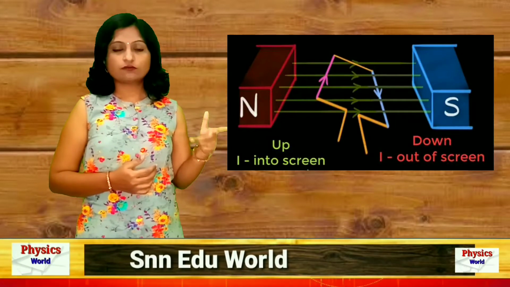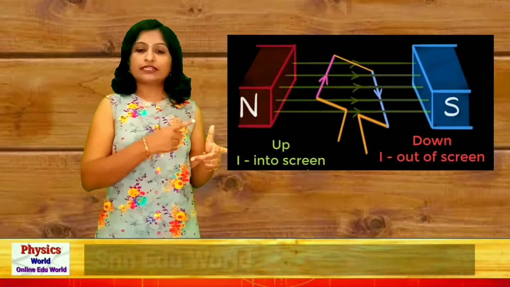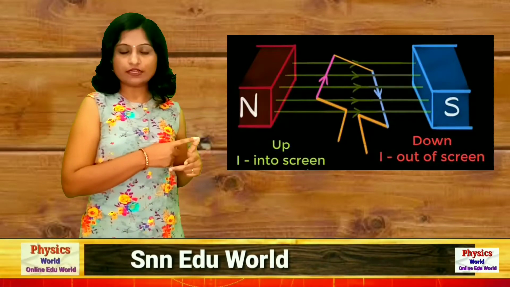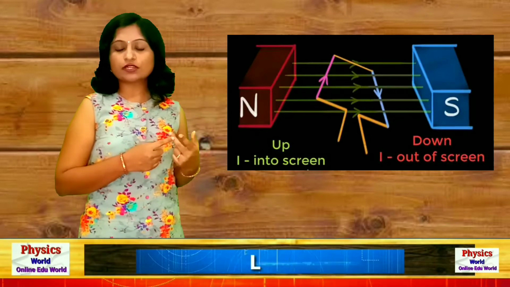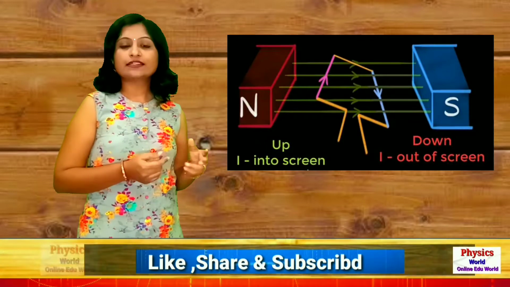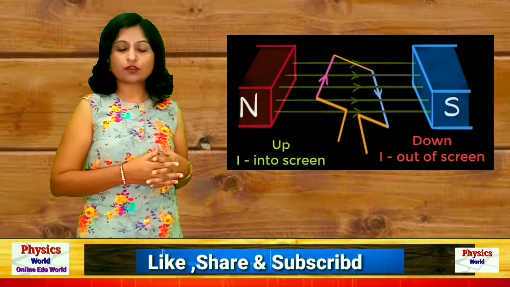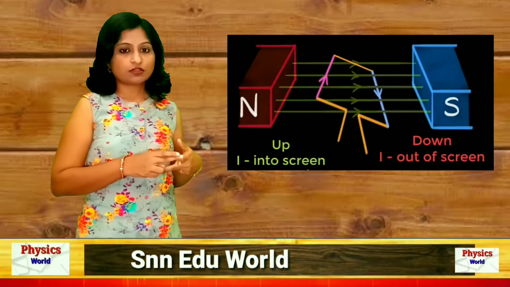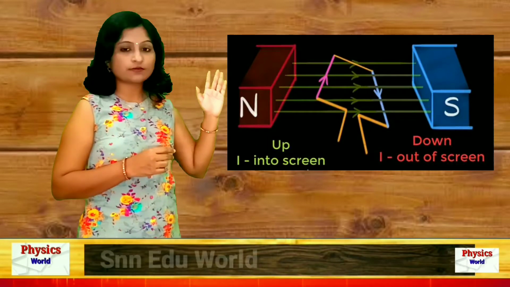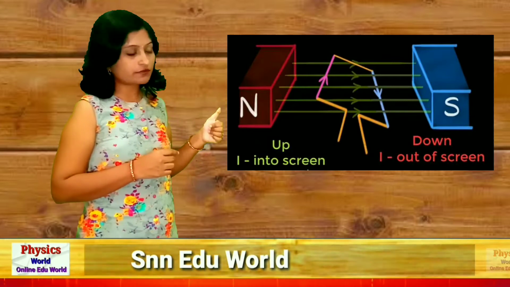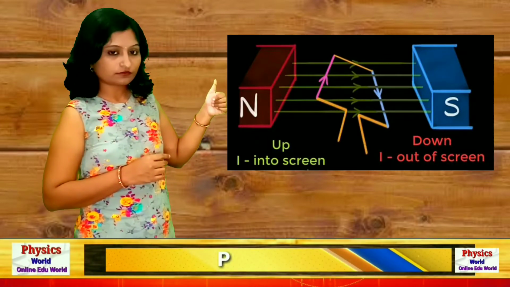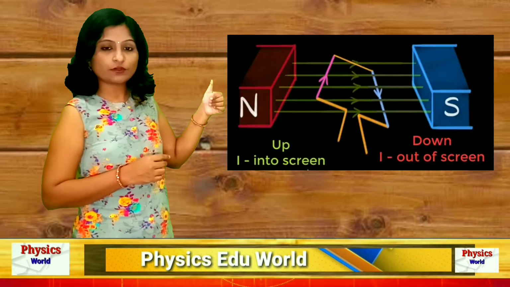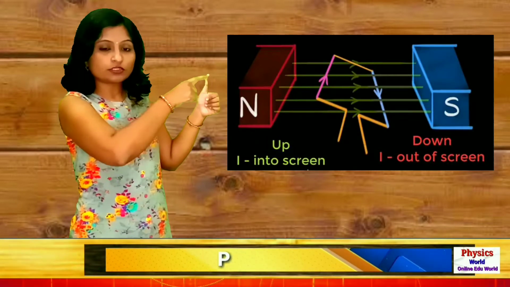Okay, so for the left hand rule, the direction of motion of the coil, the direction of the magnetic field and the direction of the current flowing through the coil we can find with the help of Fleming's left hand rule. So the coil, as you can see here, moves in the upward direction. So force will be in the upward direction.